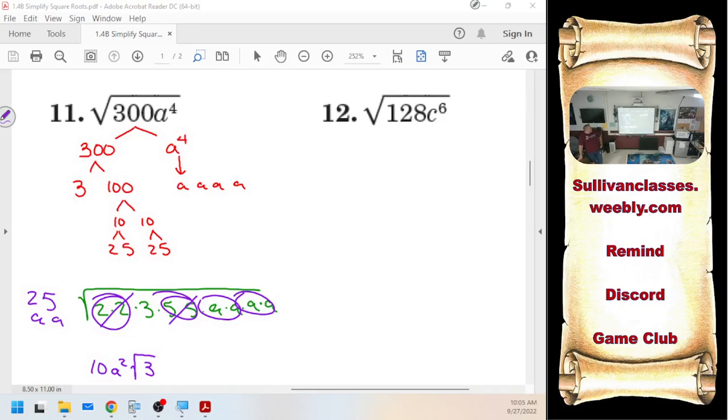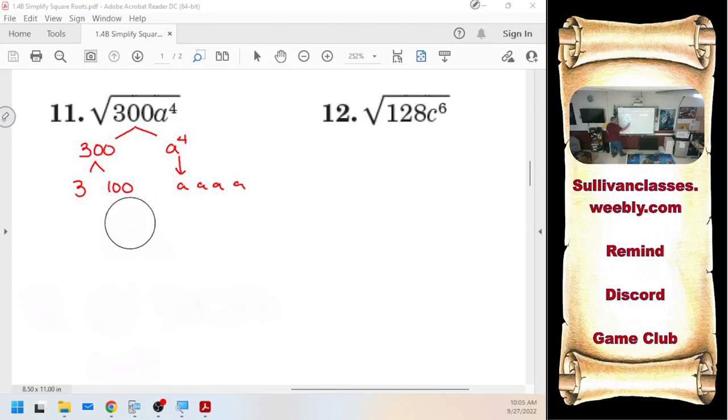Now, who recognized right out the gate, I didn't need to come down this far because 100 is on my perfect square list? Remember that square roots are about multiplication, just like exponents, which means there's more than one way to do the problem. I could have gone all the way back here. Now, Robert said a squared and a squared.